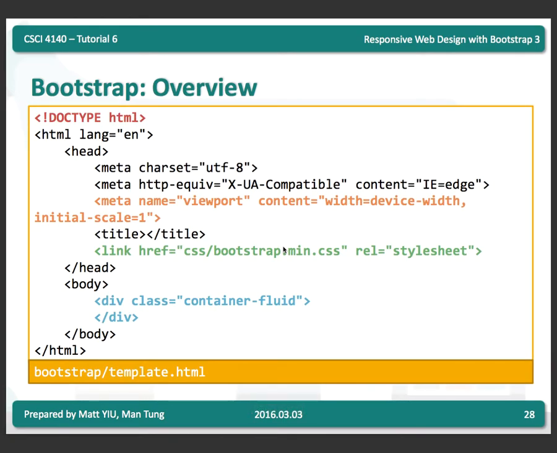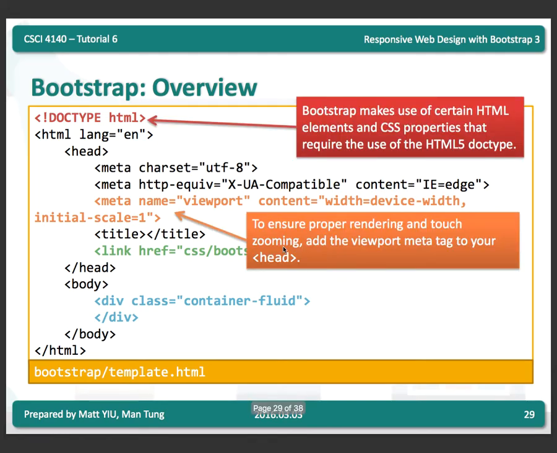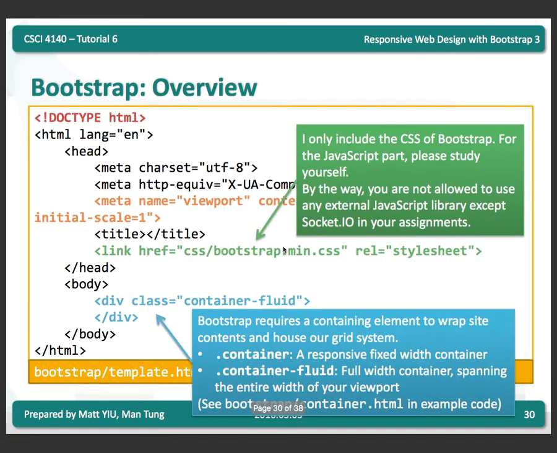And to use it, you need to follow the following rules. First of all, you need to specify that I'm using the HTML5 doc type, so I need this line here. And then again, I need to include a viewport of the web page so I can specify the device width. And I need to include a CSS file here. And inside the body, I will put all my contents inside this div. So the class is either container-fluid or container. Let's see the difference.